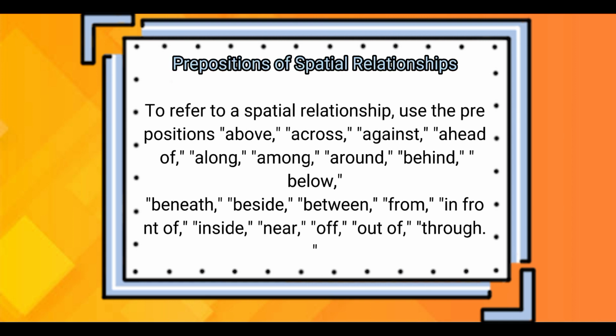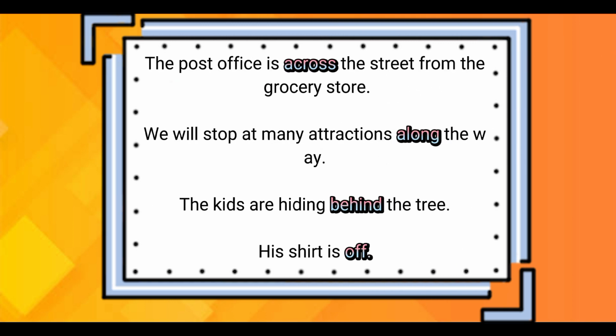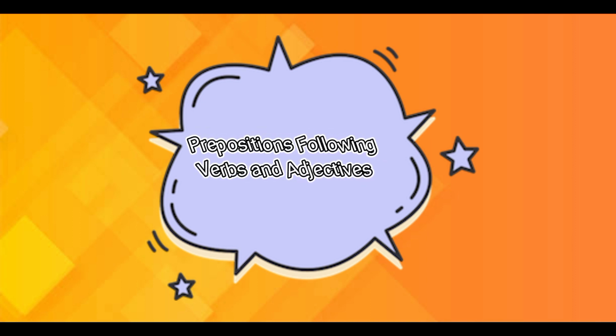Prepositions of spatial relationships. To refer to a spatial relationship, use the prepositions above, across, against, ahead of, along, among, around, behind, below, beneath, beside, between, from, in front of, inside, near, off, out of, through. The post office is across the street from the grocery store. We will stop at many attractions along the way. The kids are hiding behind the tree. His shirt is off.